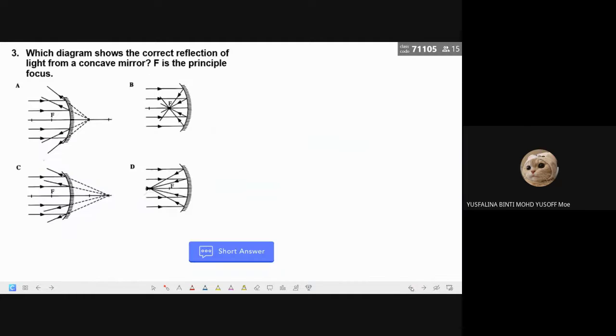Okay, so here is a concave mirror. A concave mirror will reflect the light back to one point that we call the focal point. So the answer should be B. A is actually for the convex mirror, right? So the answer is B.